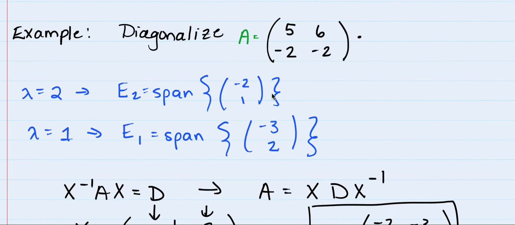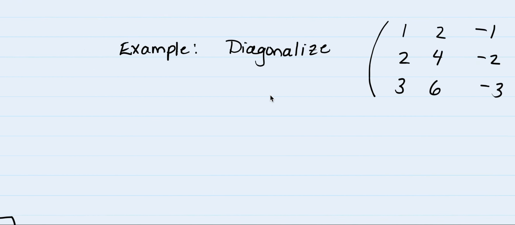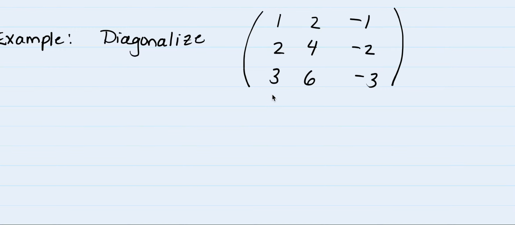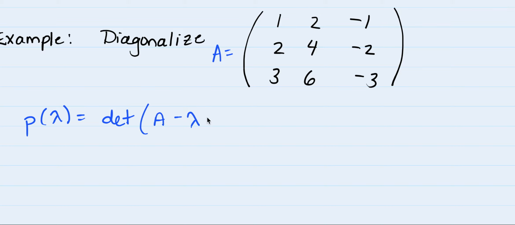So the next one, I actually moved it over here. I want to diagonalize this matrix. This is a 3 by 3 matrix. So we're going to handle this basically the same way we handled the last one, which was we need to first figure out the characteristic polynomial. So to find the characteristic polynomial, we're going to take the determinant of this matrix. You can call it A minus lambda times I, where I is the 3 by 3 identity matrix.